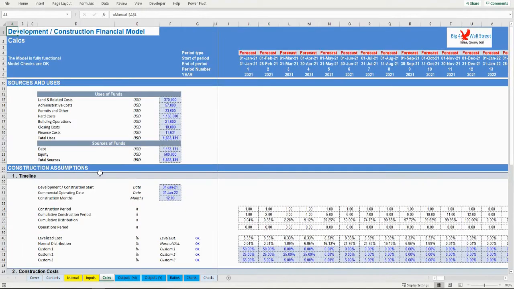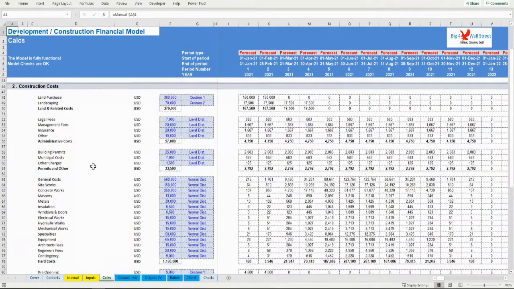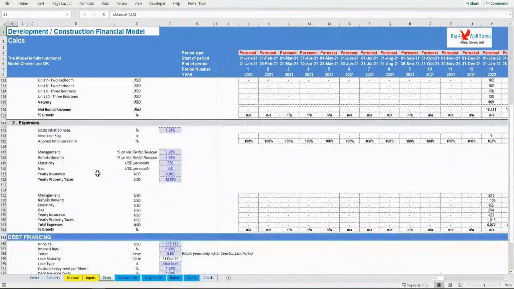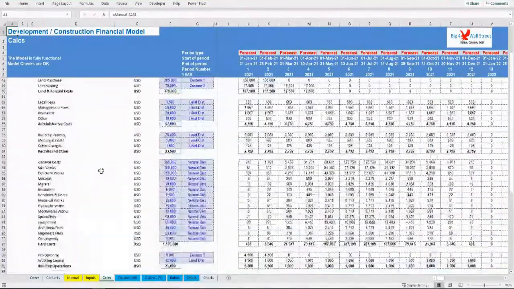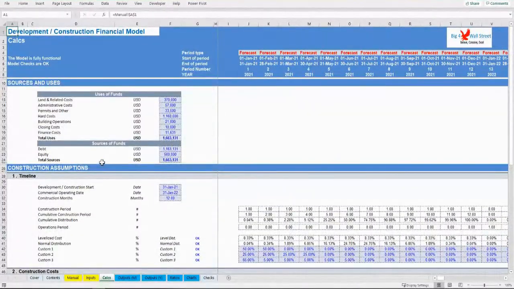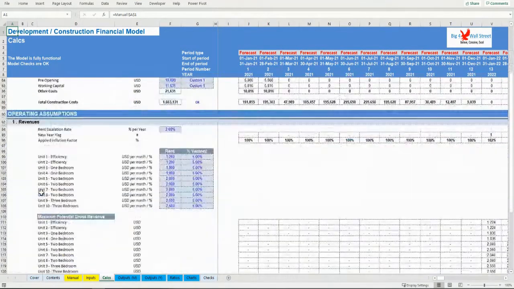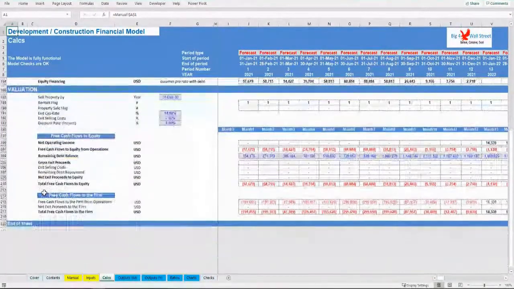On the Calculation tab, all calculations are performed. The calculations follow the same logical flow as in the Inputs tab. As already mentioned, no inputs from the user are needed here, as all the inputs are fed in the yellow cells on the Inputs tab mainly. So, in this tab revenues, expenses, financing flows and free cash flows are calculated.